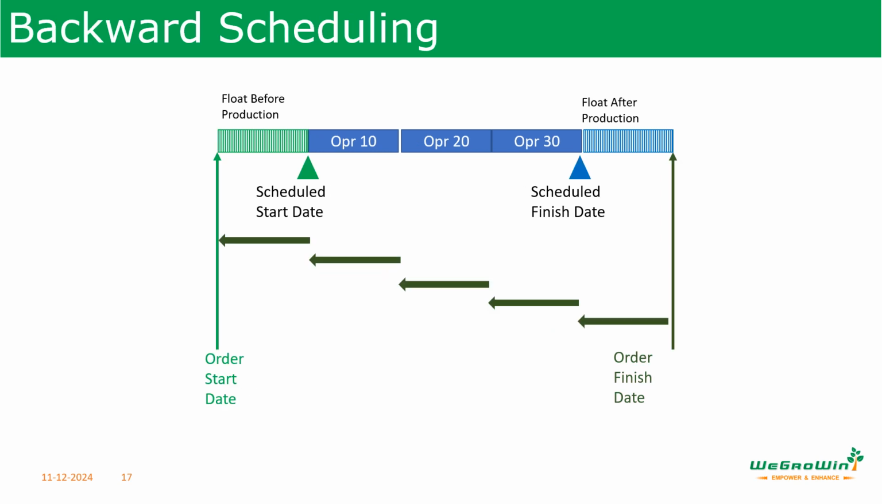And then we have backward scheduling. Backward scheduling starts from the planned order receipt date or customer due date. So from the due date, previous activities are scheduled, like the float after production, each operation level activities, and then float before production. Then we get the order start date. Backward scheduling helps to plan resources as needed. It helps to optimize usage of resources while meeting customer requirements.